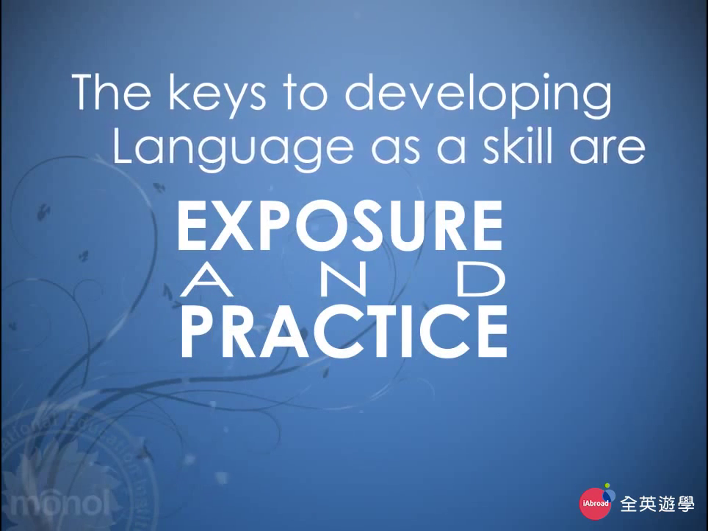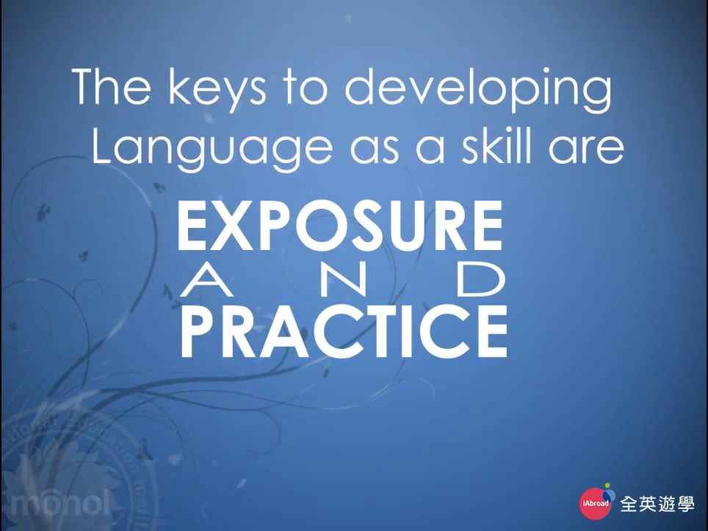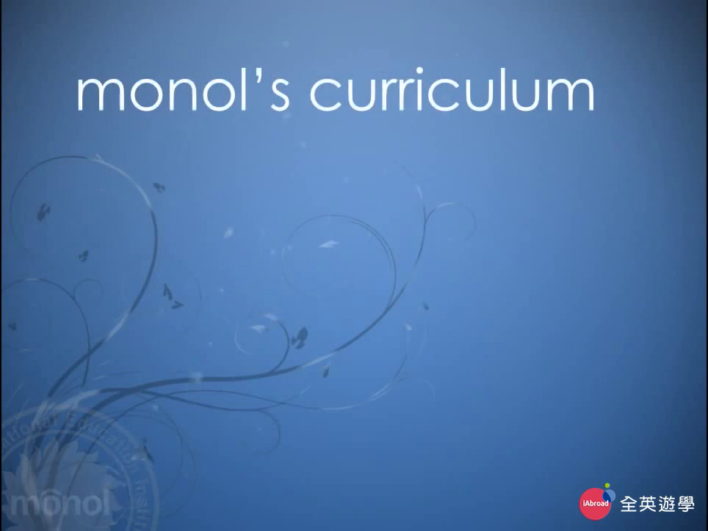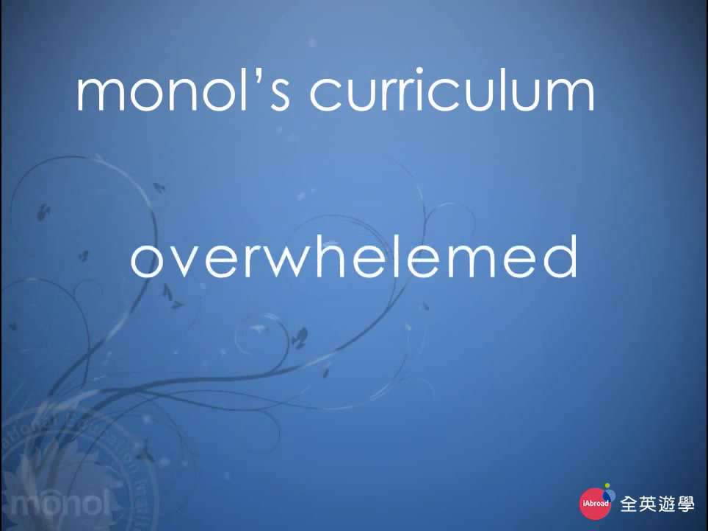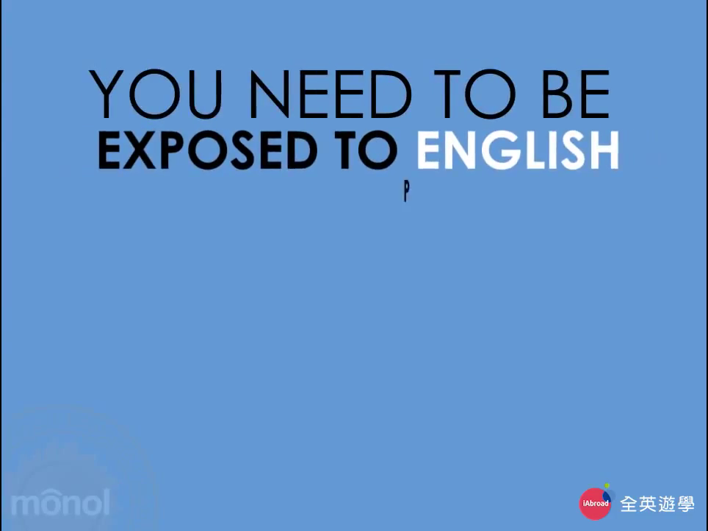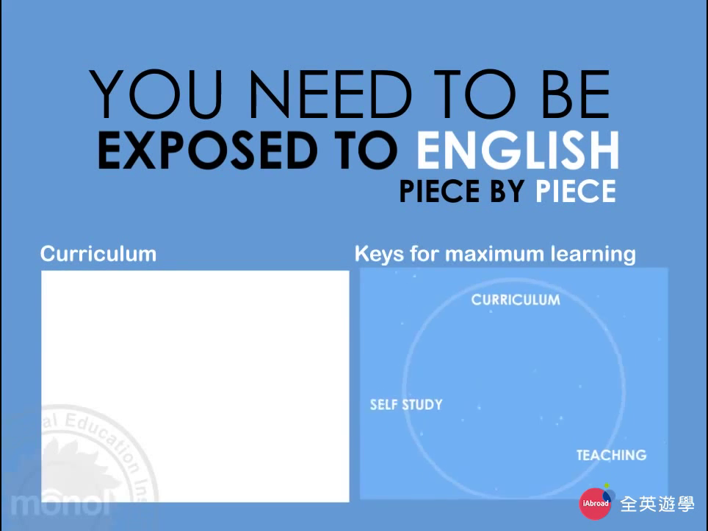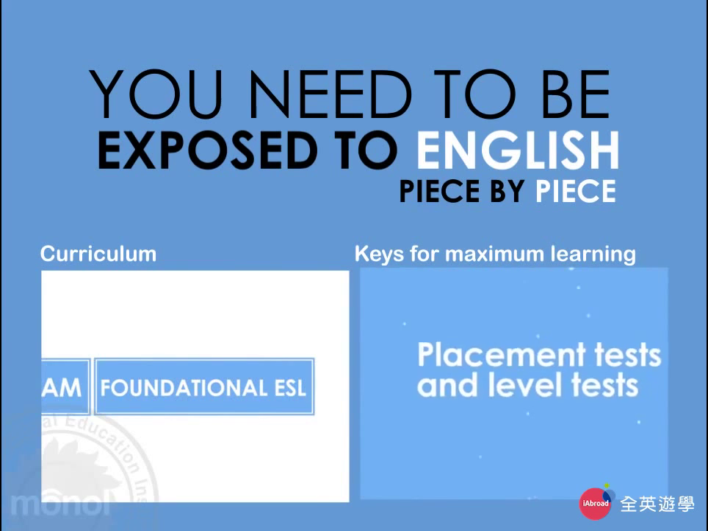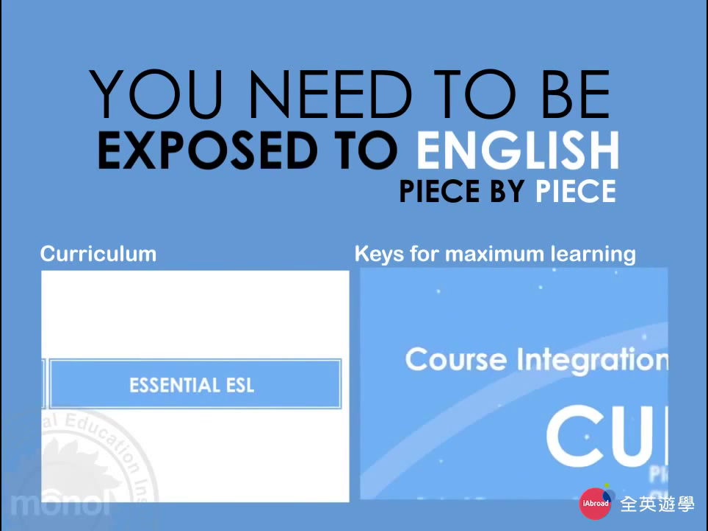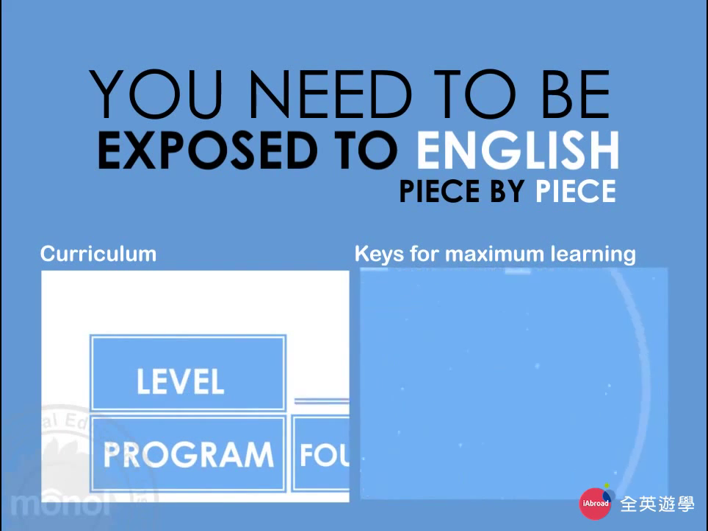The amount of exposure you get is also key to learning a new language. And MONOL's curriculum is designed in a way to give you knowledge in proper amounts so you are not suddenly overwhelmed by information. The same can be said for English. You need to be exposed to it, piece by piece. Our curriculum is designed with a spiral framework, exposing you to different levels while making sure you get maximum learning and exposure to the language.